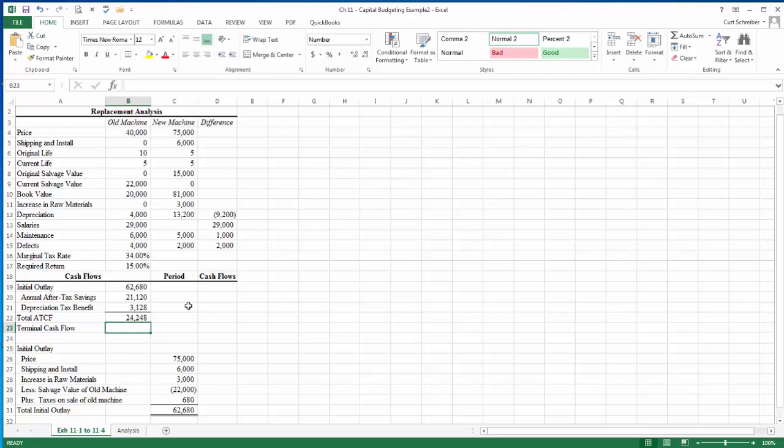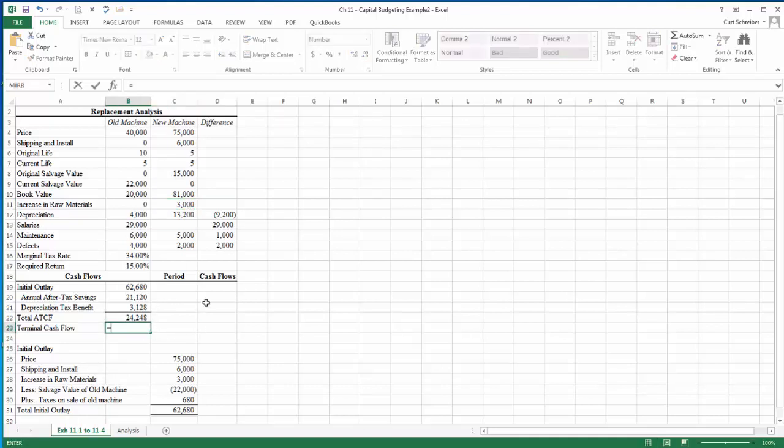Now then, the project tells us that at the end of 5 years, we can sell the new machine for $15,000, but in addition to that, this $3,000 of extra inventory is going to be able to be sold to generate cash.